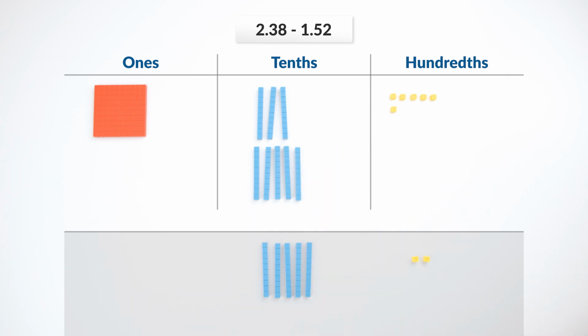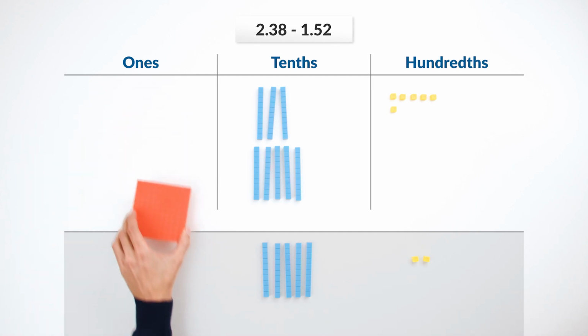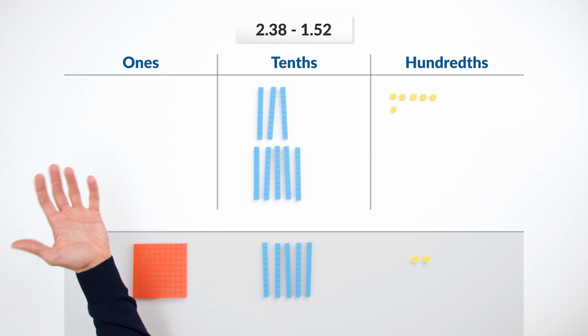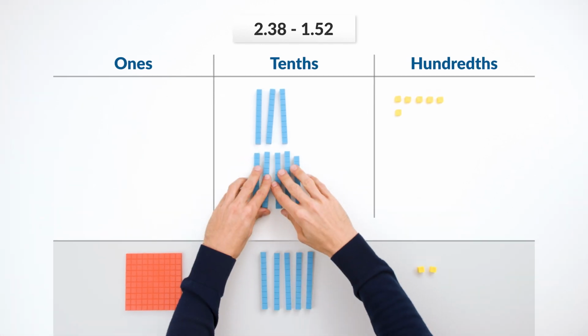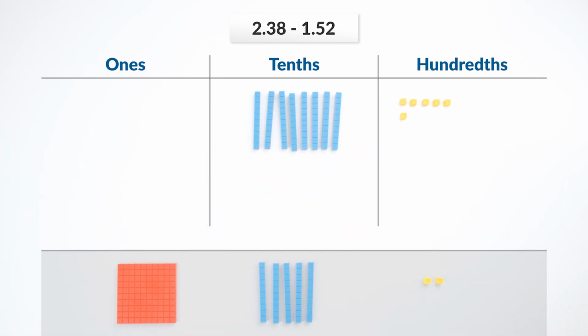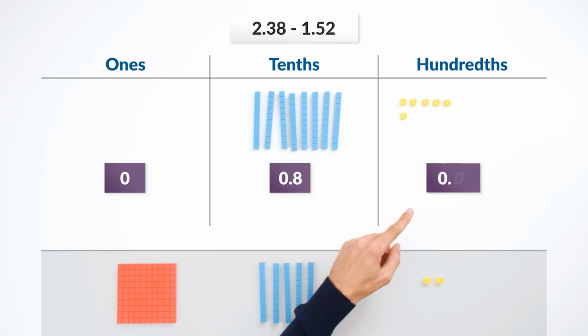Finally, I'll look at the ones place and subtract 1 by sliding this 1 flat down into the gray area. And that leaves 0, or no flats. The blocks that remain at the top now represent my solution, or the difference. So let's label these columns with numbers. We have 0 ones, 8/10, and 6/100.